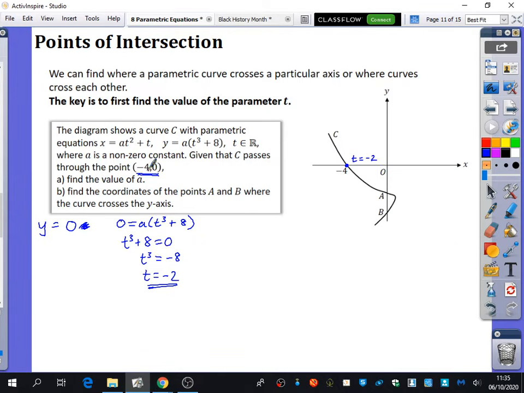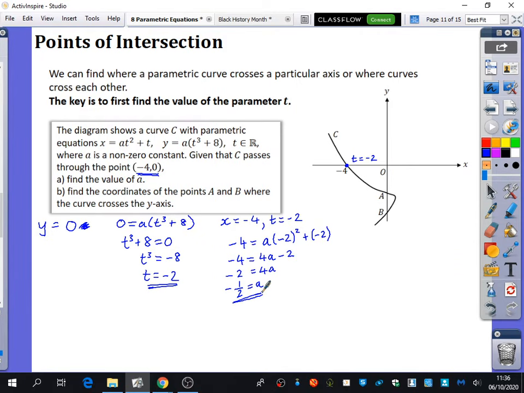Now we're going to say that x is equal to -4, and we know that t is equal to -2. So I'm going to go and use this bit here. So x is -4, and t is -2. So that's going to be a multiplied by -2 squared plus -2. So that's -4 equals 4a minus 2. And then I can add 2 to both sides and divide by 4. So that a is -1/2.